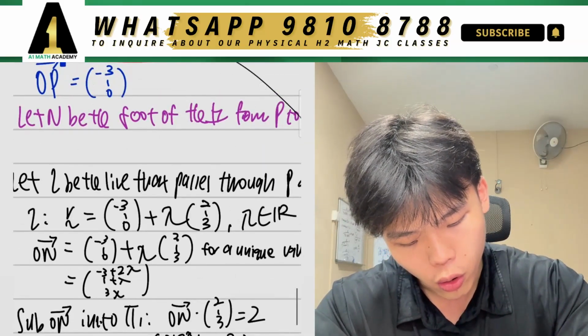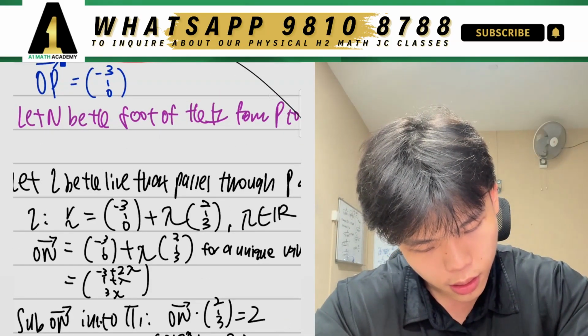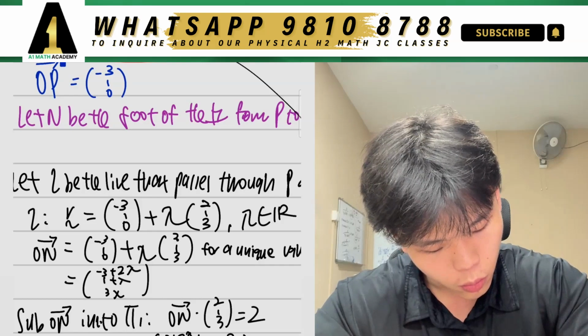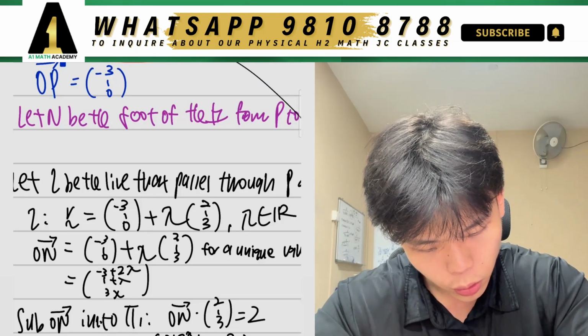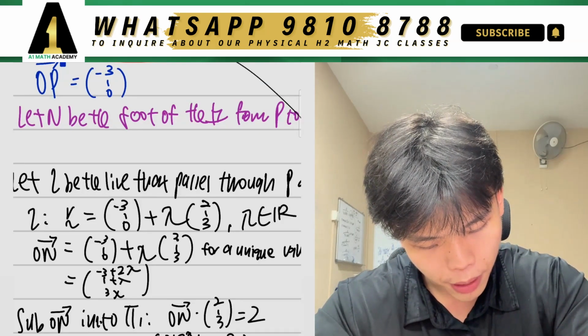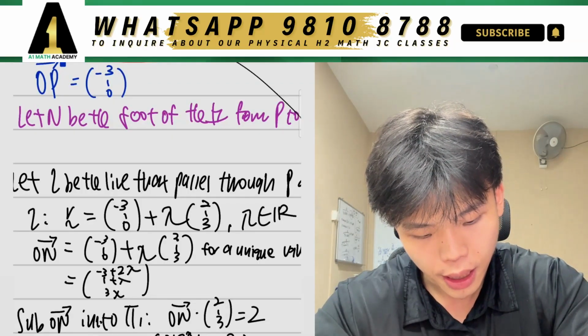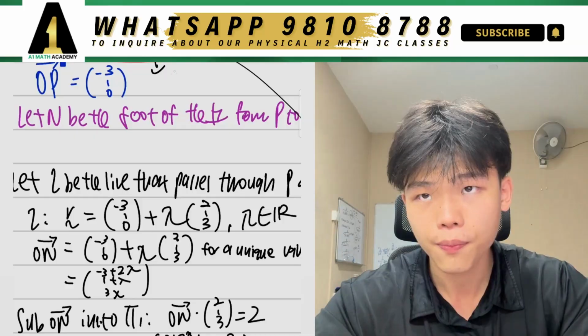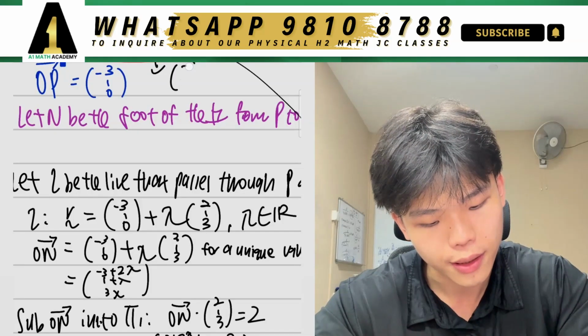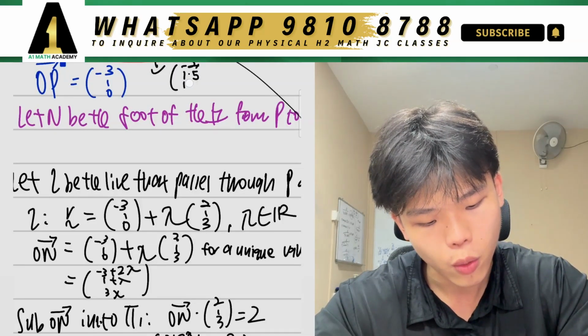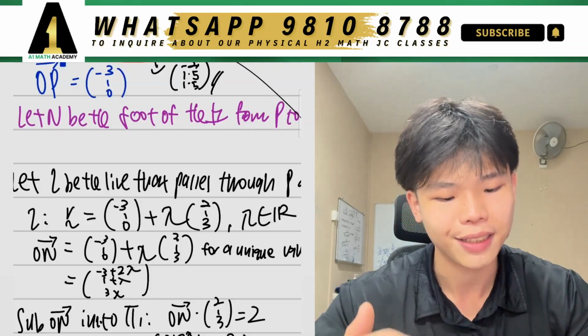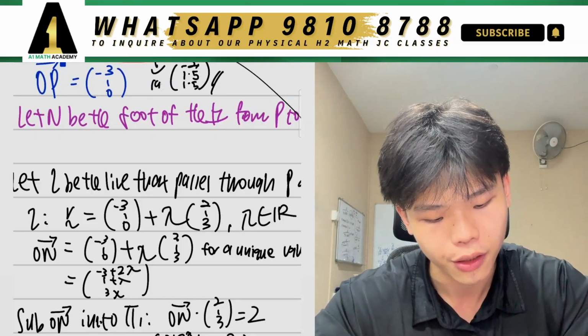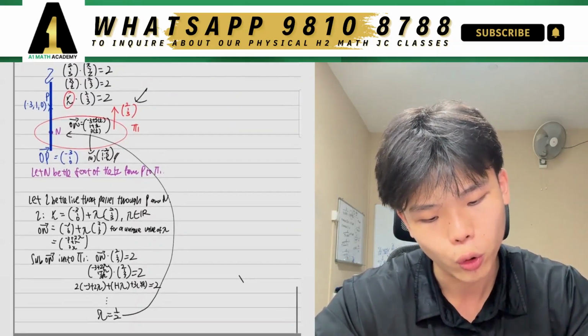So ON would be (-3 + 2 times half, 1 + half, and 3 times half). And therefore, the final answer to this would be (-2, 1.5, 1.5) over here. And that's the final answer to the first portion, for A. Now, moving on to B.